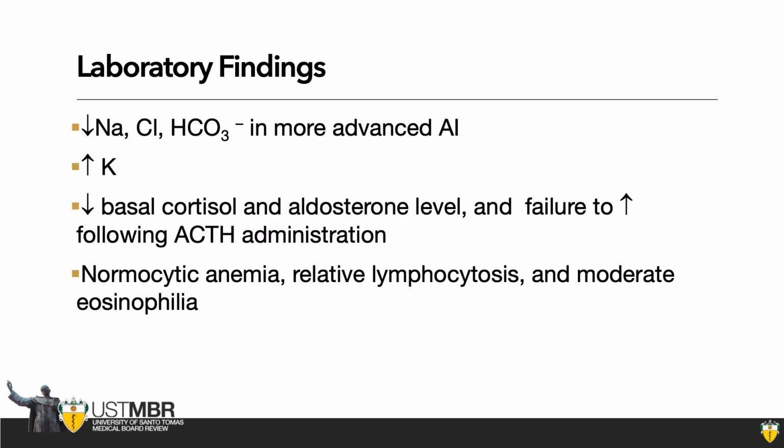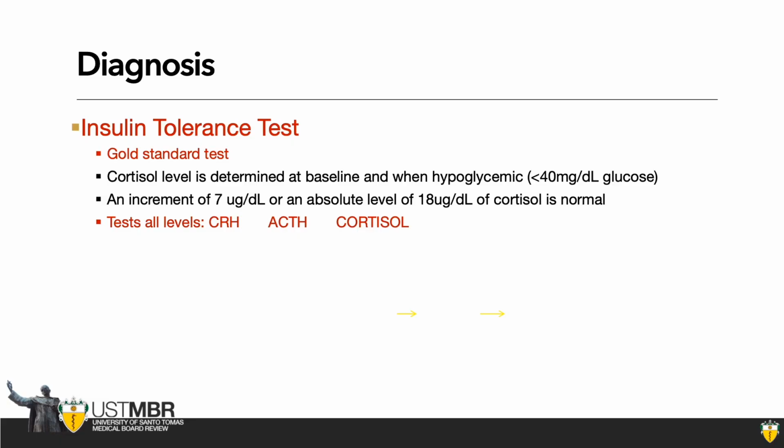Laboratory findings because of adrenal insufficiency: you'll have low cortisol, low sodium, and high potassium, just the exact opposite of hypercortisolism. We can do a morning 8 a.m. cortisol because that's the peak of cortisol in the morning. But you can also do an insulin tolerance test, just like discussed earlier. It is the gold standard.